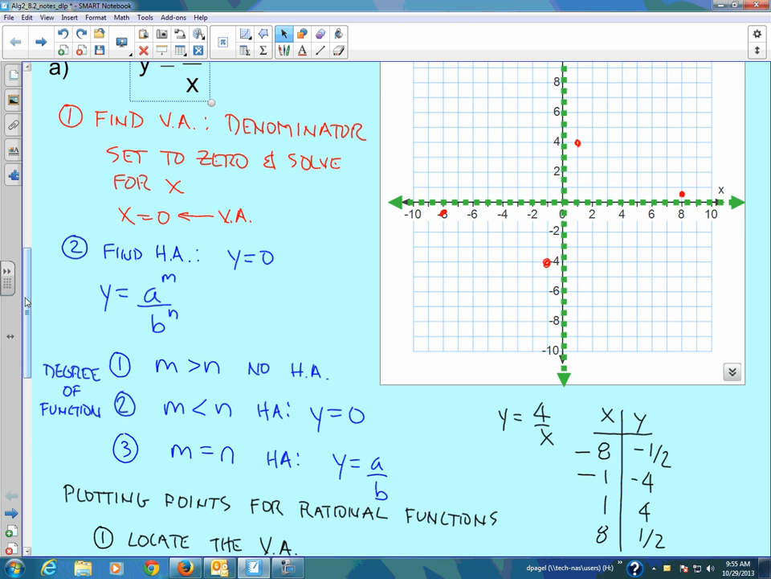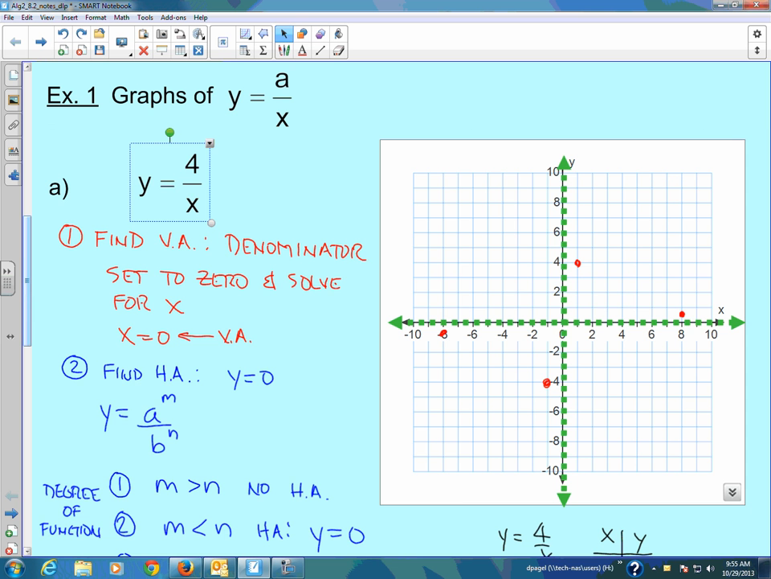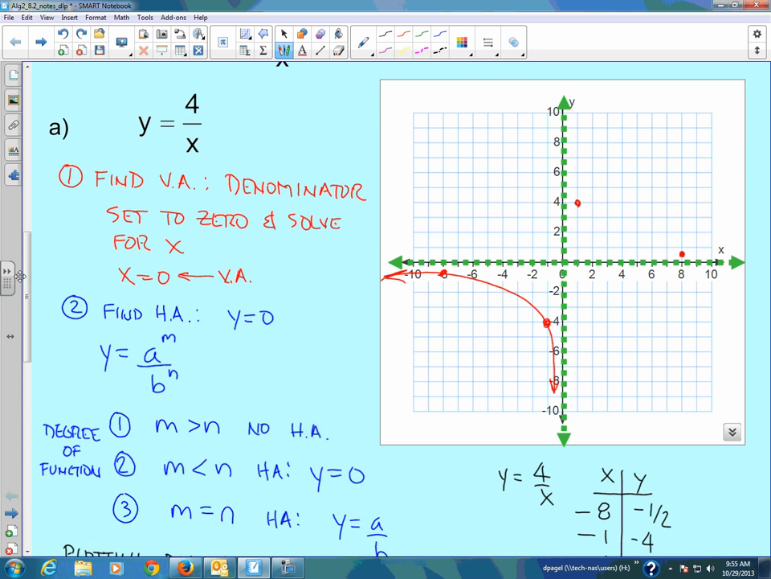Then I just simply connect my coordinates. Again, approaching the asymptotes, I can see that my branches would look something like that.